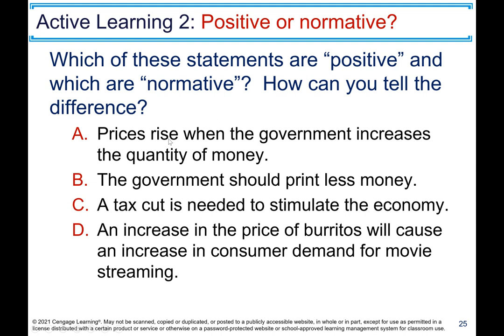Number A, prices rise when the government increases the quantity of money. Number B, the government should print less money. Number C, a tax cut is needed to stimulate the economy. Number D, an increase in the price of burritos will cause an increase in consumer demand for movie streaming.